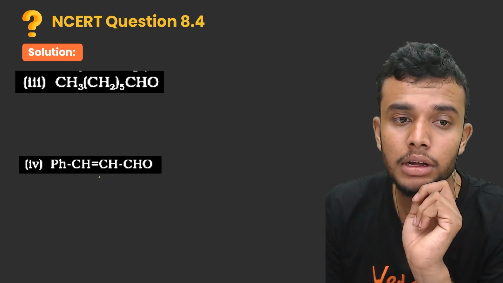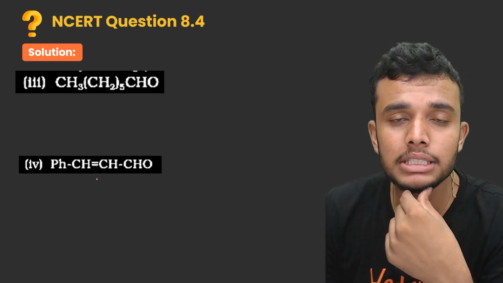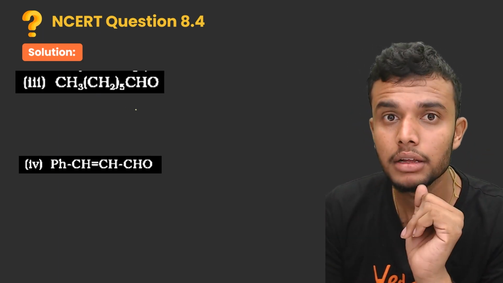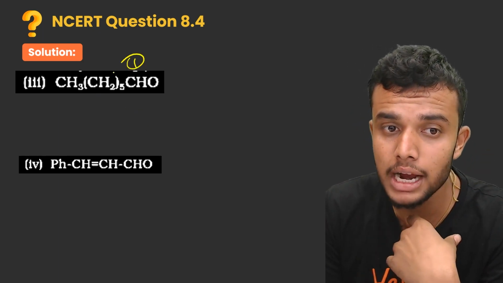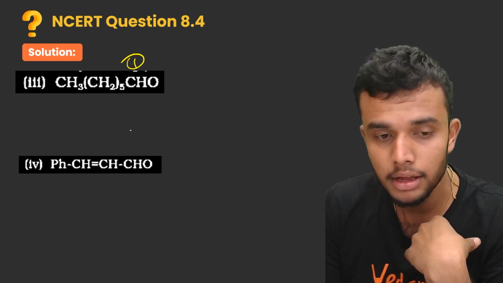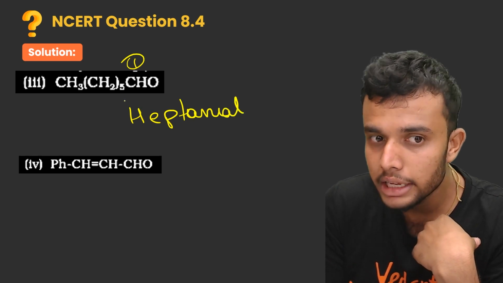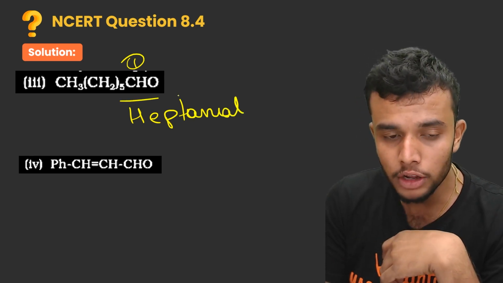This is the next one. How many carbons are present in the carbon chain? CH2 is nothing but 5 carbons, totally 7 carbons are there. And at the first position the aldehyde group is there. That's why the name becomes, it is very easy, heptanal. For this compound, there is no common name. Okay, let's move on to the next one.